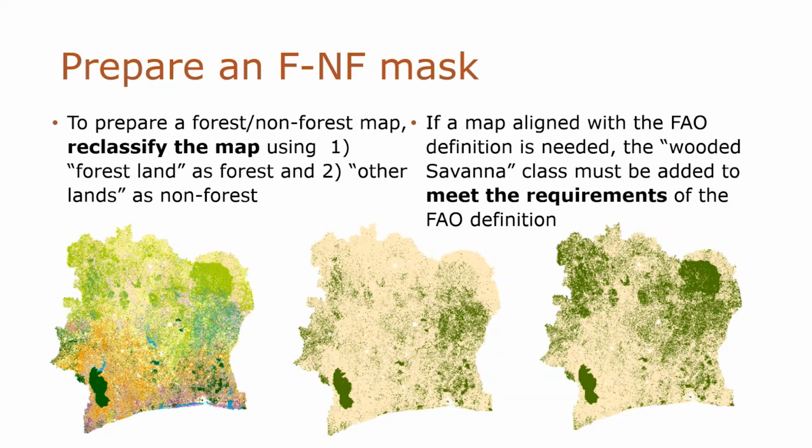First, the first image on the left is the land use map with all the classes. Then we converted it into forest, no forest, which is the image at the center. And we can filter out the wooded savanna and reclassify it. This is something that a GIS expert or remote sensing expert can do very quickly, something like 10 minutes, and reclassify that into forest. So we have a forest, no forest mask, the one on the right, that responds to the FAO definition and meets the requirements.